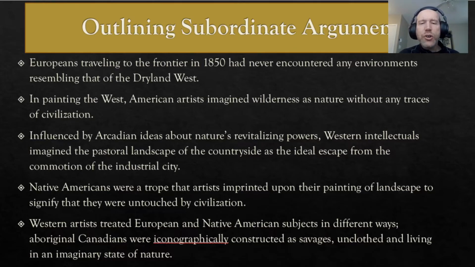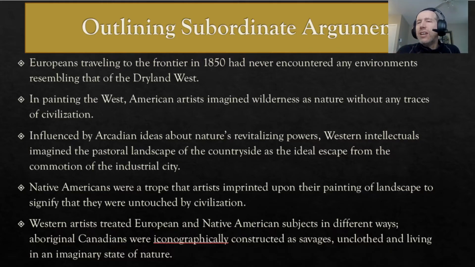Western artists treated European and Native American subjects in different ways. Aboriginal Canadians were iconographically constructed as savages, unclothed and living in the imaginary state of nature. So taking these ideas from the Enlightenment and the state of nature, Rousseau, these were people that were living in harmony with nature. They hadn't been distanced from nature by civilization.